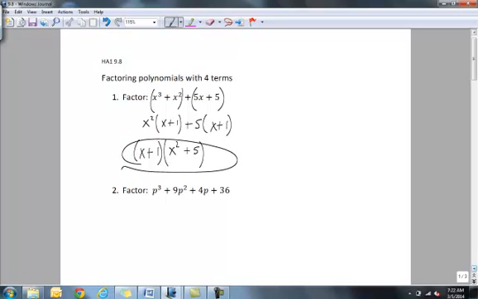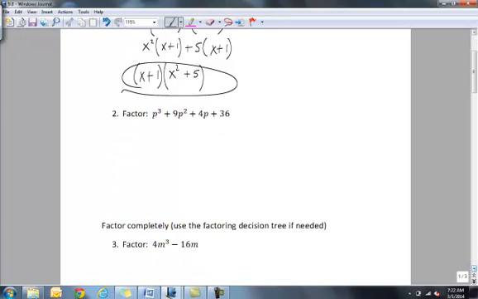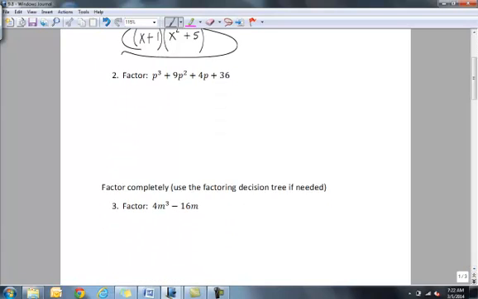All right, feel free to pause the video and try number 2 and restart and see how you did. All right, so we got 4 terms. So our strategy with 4 terms is going to be to factor by grouping. So once again, I'm going to group the first 2 and the second 2. So I'm going to factor out the GCF out of the first grouping. So the common factor there is p squared. What's left over is p plus 9. Now I'm going to factor out the GCF from the second grouping. And that's a 4. Leftovers there are p plus 9.